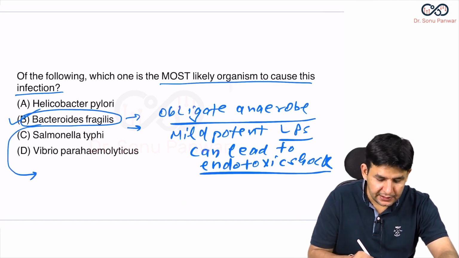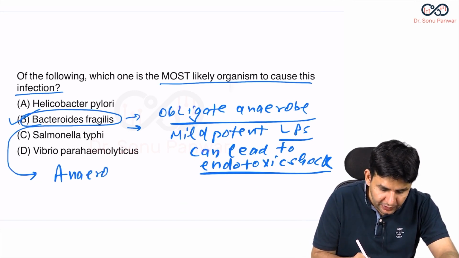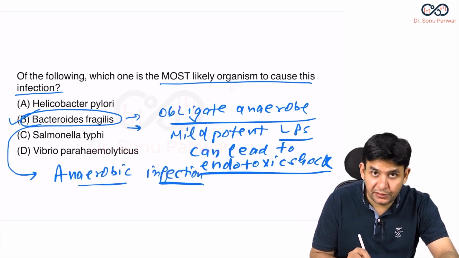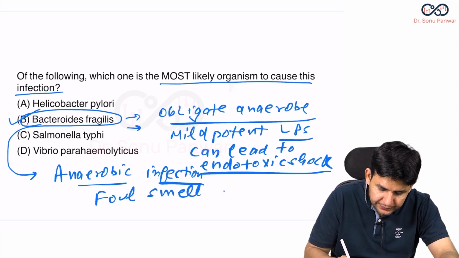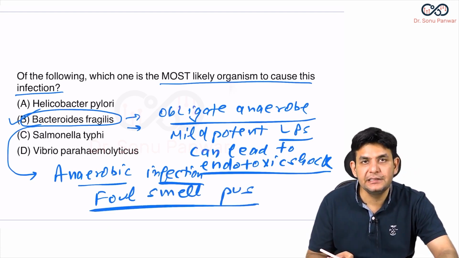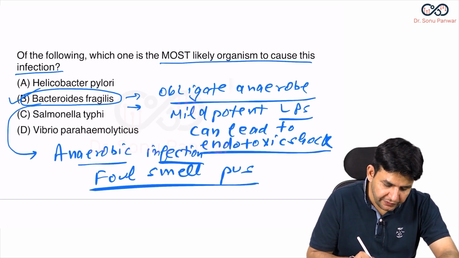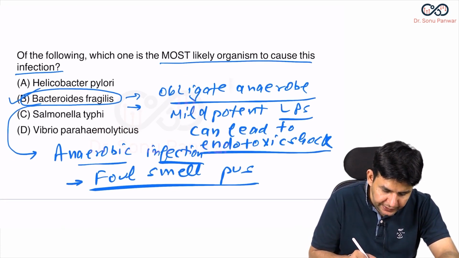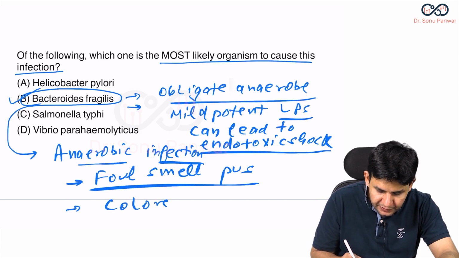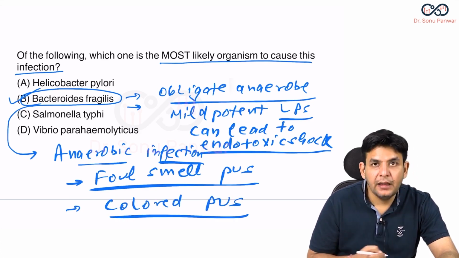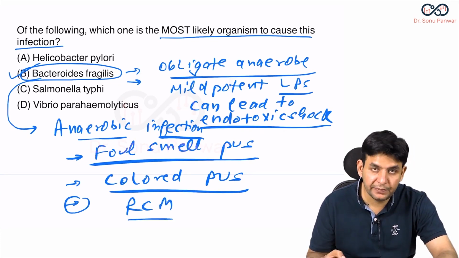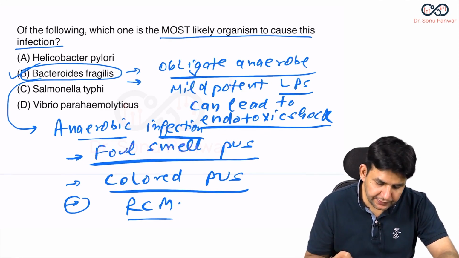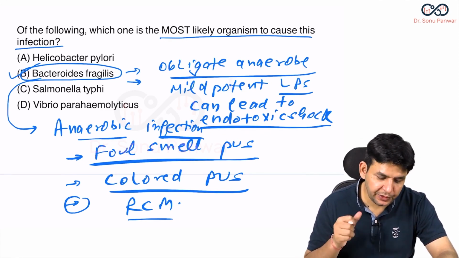The other thing is that it is an anaerobe, and for all anaerobic infections, what you have to catch from the question is that they have a foul smell. Foul smelling pus is a characteristic feature of anaerobic infections. You can find some colors also in that pus. Colored pus can also be produced by this particular organism, and you know that they are cultured in the RCM, that is Robertson cooked meat media or broth. So that is important regarding anaerobes which you need to remember.